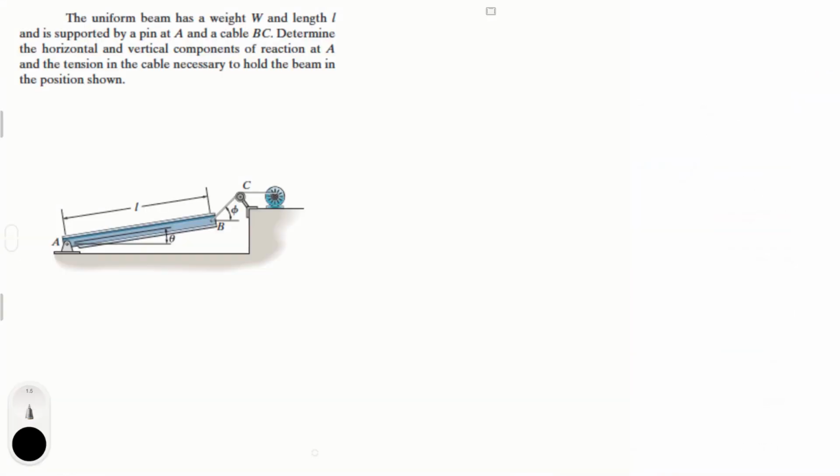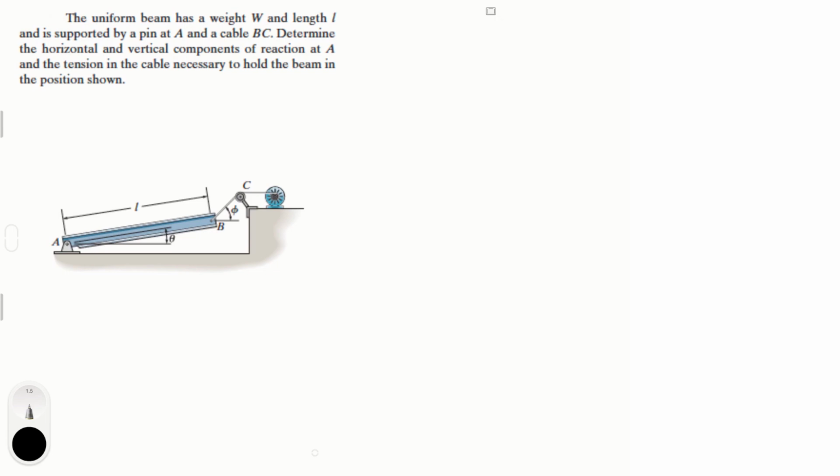Alright guys, let's do this problem that says the uniform beam has a weight W and a length L and is supported by a pin at A and a cable BC. Determine the horizontal and vertical components of reaction at A and the tension in the cable necessary to hold the beam in the position shown.